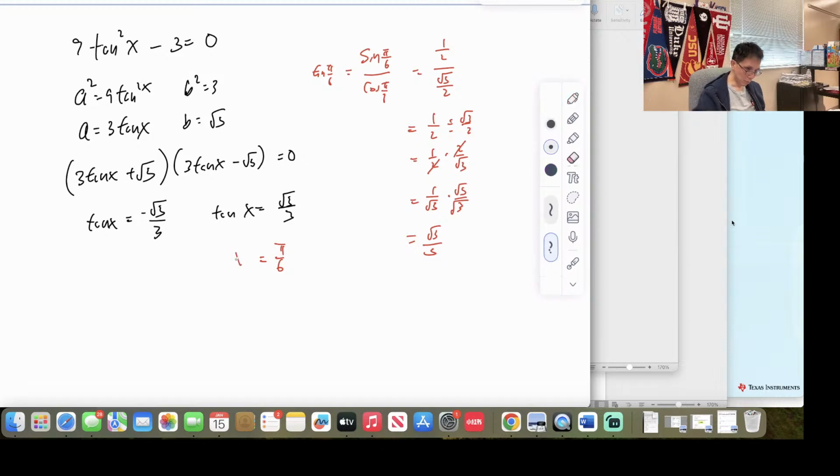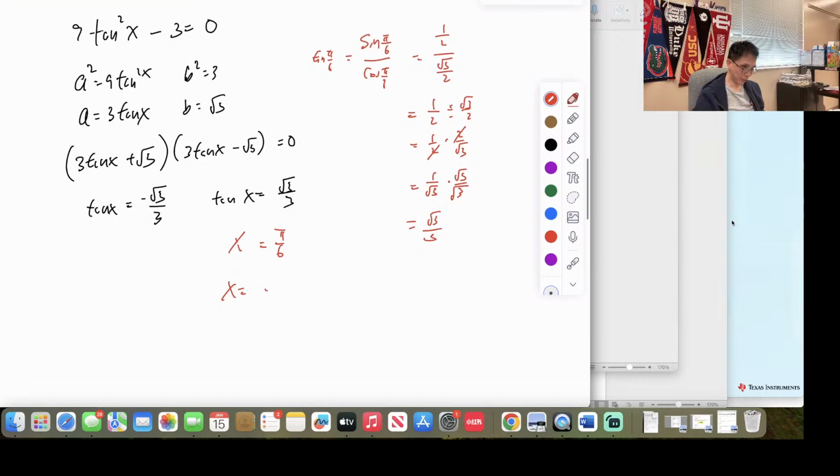Now, there is another place that also gives you the same value. Can you tell me which other radians also give you square root 3 over 3? No, that's going to give you negative. There's another place where tangent is also positive square root 3 over 3. You're absolutely right. Why is that though? At 7 pi over 6, sine and cosine values are both negative. Yeah, so the negatives cancel out. Does that make sense?